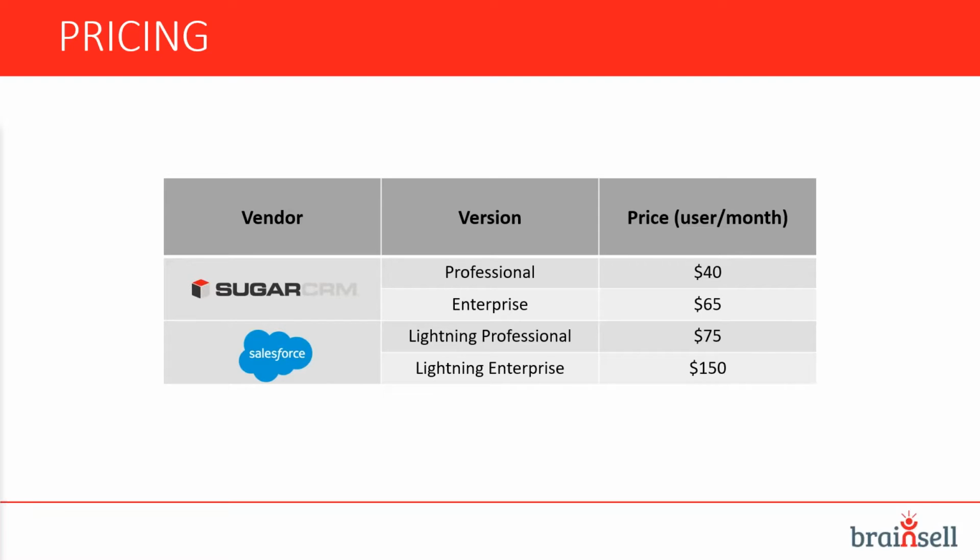Pricing. Pretty straightforward. What you see is what you get here. So for Sugar, there is that 10 user minimum, but Professional is 40, Enterprise 65, and Salesforce is 75 or 150. Now, Sonia, I have a Salesforce question for you. I know the answer, but I'm asking anyway. You can mix and match license types with Salesforce, correct? So you could have some people on Enterprise and some people on Professional. The answer is yes.